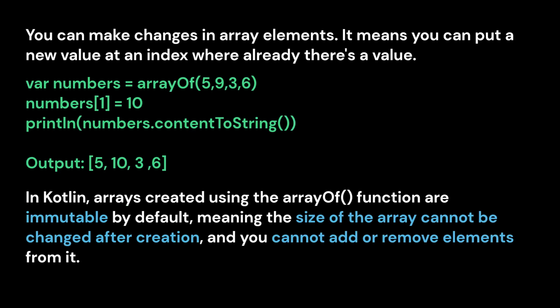You can make changes in array elements. It means you can put a new value at an index where already there's a value. In Kotlin, arrays created using the arrayOf function are immutable by default, meaning the size of the array cannot be changed after creation, and you cannot add or remove elements from it.